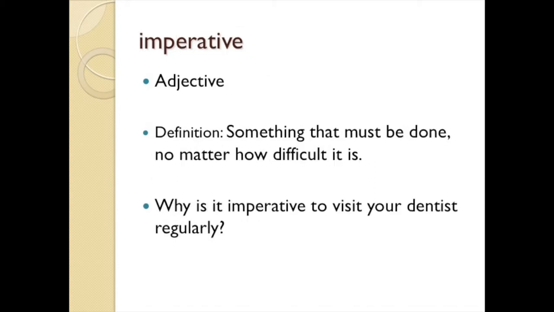I hope you are looking at our next word and thinking to yourself that it looks familiar. The next word is imperative, which is an adjective or describing word in a sentence. We have seen the word imperative when we were talking about types of sentences back in Lesson 1 Grammar. Remember, an imperative sentence was some kind of sentence that gave a command or request. So let's look at the definition and see why those sentences were called imperative. The definition of imperative is something that must be done, no matter how difficult it is.